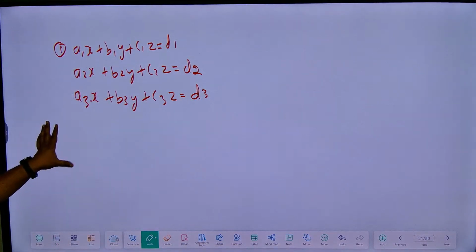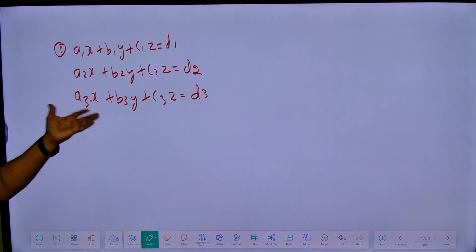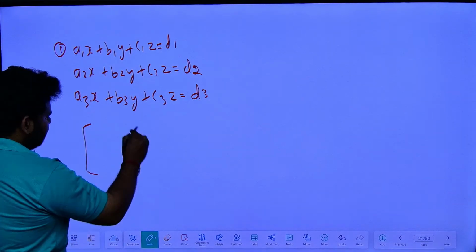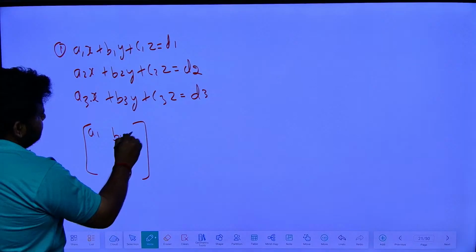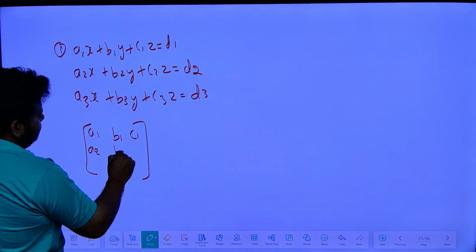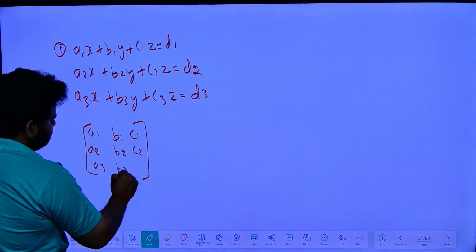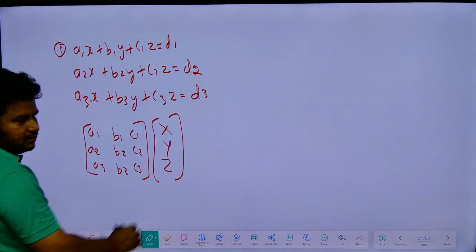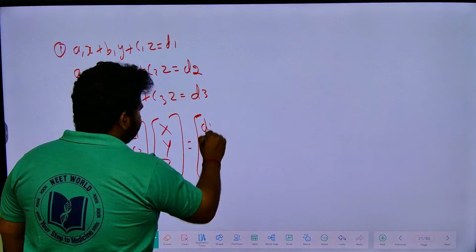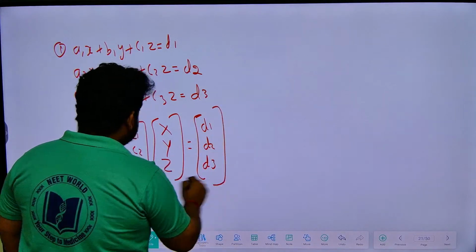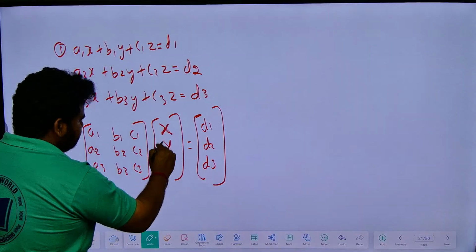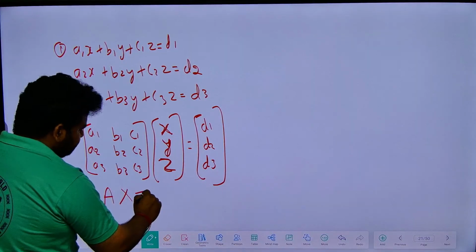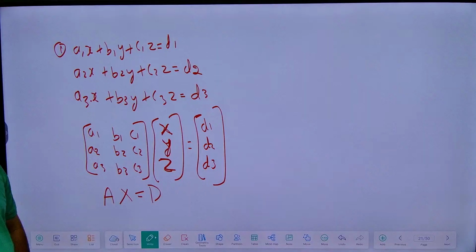Here we will get three matrices, one in terms of a, b, c, another in terms of x, y, z, and another in terms of d1, d2, d3. The first is a1, b1, c1, b2, c2, a3, b3, c3. These questions we have already solved in boards. Into x, y, z, correct na? Is equal to the matrix d1, d2, d3. So we consider this as A, this entire matrix as X, and this as D. So A X is equal to D.